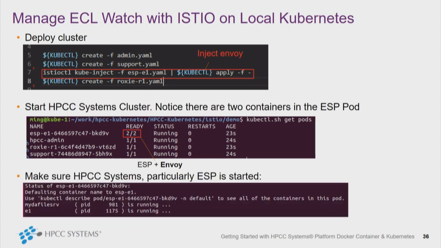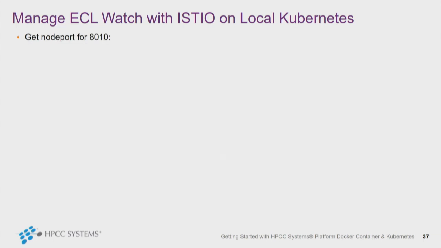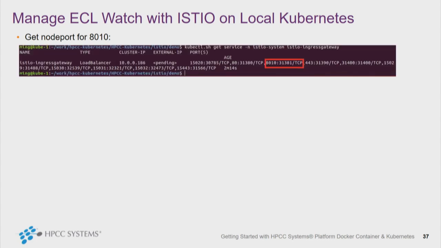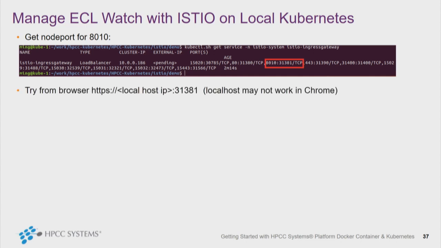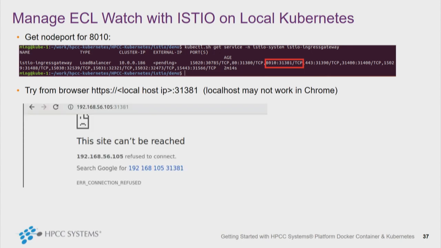After deploying, we make sure the ESP is running, and then we can get the port. That's actually what we defined. We manually defined it, but you can query this one also. That is the local port mapped to 8010. Now you can go to your browser to try to access ECL Watch. But you will get this: it cannot be reached.